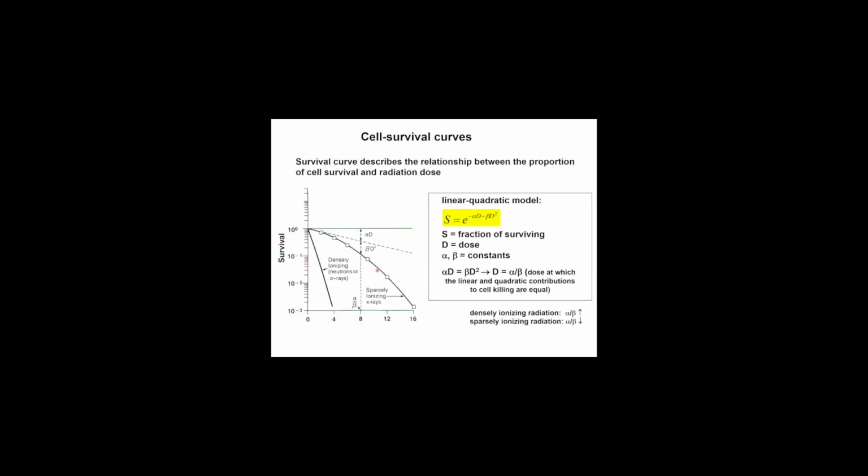Okay, so this is the first model, the linear quadratic model. There is a second older model that is not used that much, but one value in it will be particularly used, and it's called the target theory model. The target theory model was developed in the 1950s.